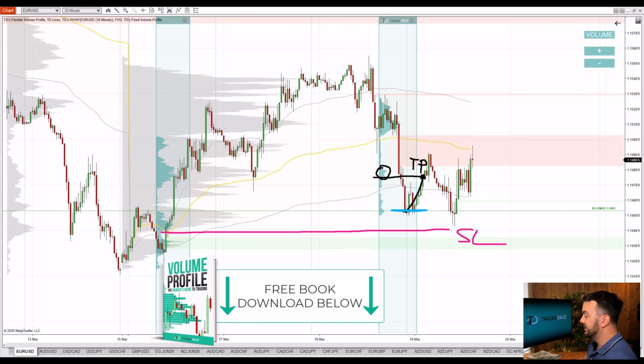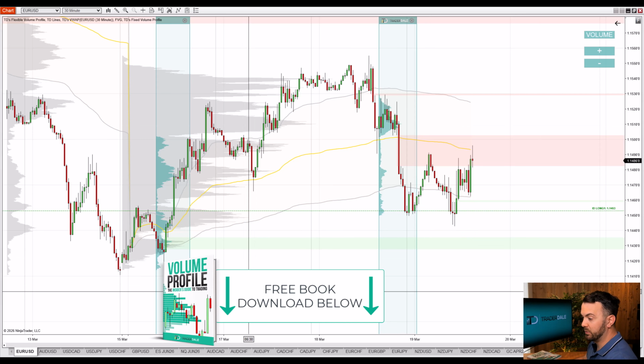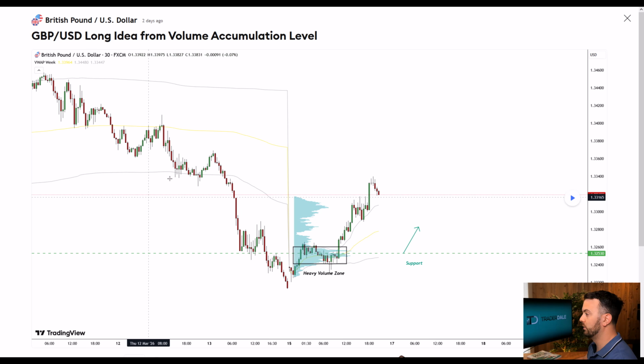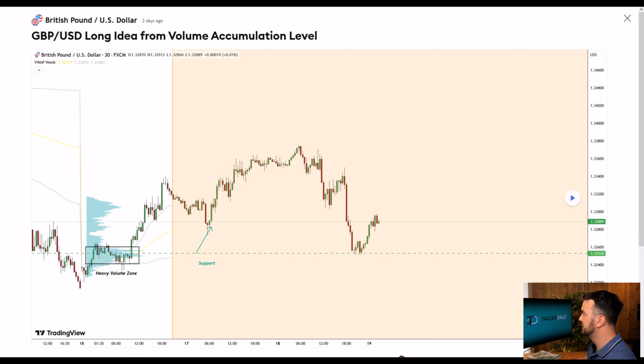Now, regarding the second trade, it was British pound US dollar, very, very similar. Let me show you the prediction again. So again, we are at the TradingView platform, and this is the prediction on the British pound, this heavy volume zone. And if I show you how it played out, then it looks like this. This is the support, and this is the reaction. It's very, very similar as on the euro. I mean, the reaction to the level.